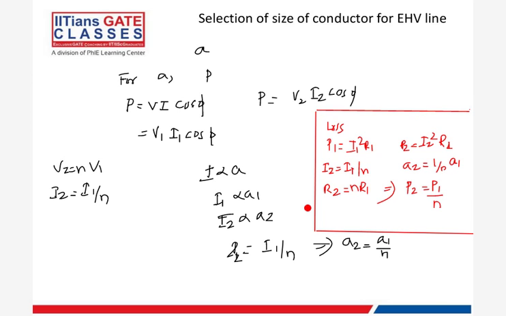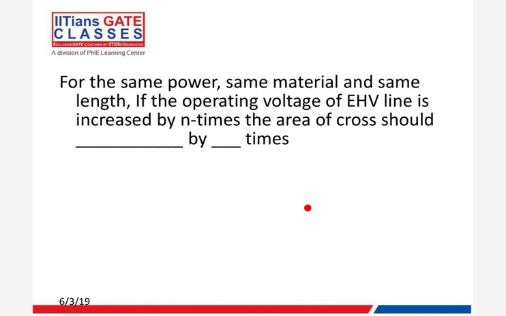Okay, so let's look at one question right now. One more aspect over here: same loss. Suppose we have the same power, same length, same operation, and same loss, and the voltage is increased by n times. What would happen to the area of cross section?